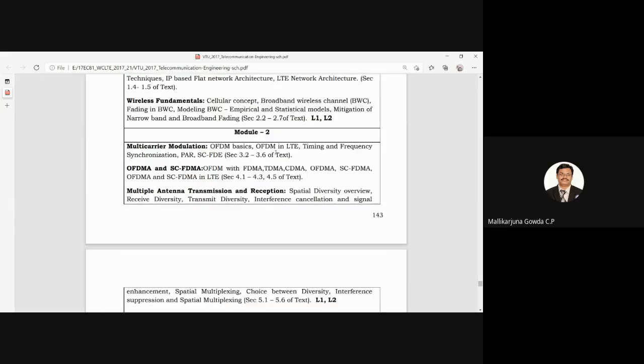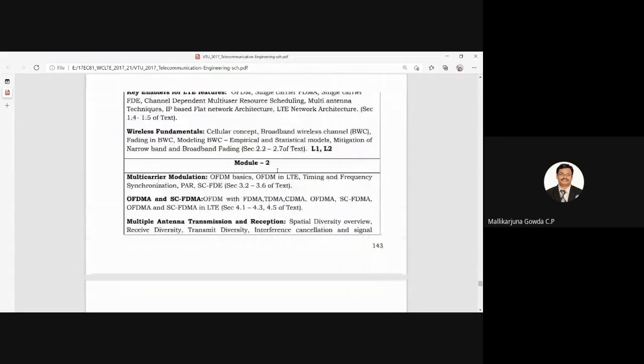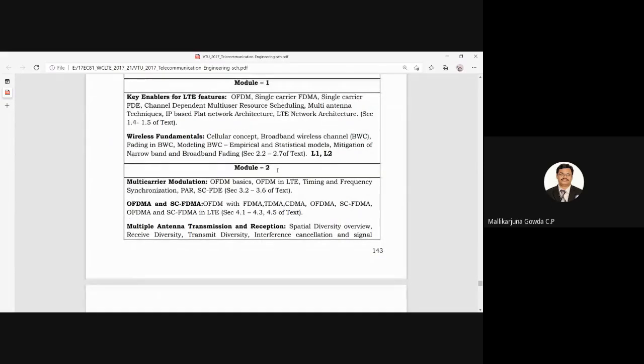Maybe not at the beginning of the module. Maybe after module 1, I will take up that tool and explain it to you. It is very simple to understand. Other than this textbook, we also have many online resources to understand the concepts very clearly. So you don't have to hesitate.